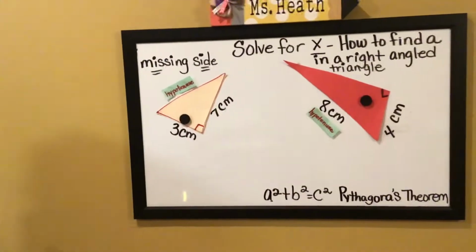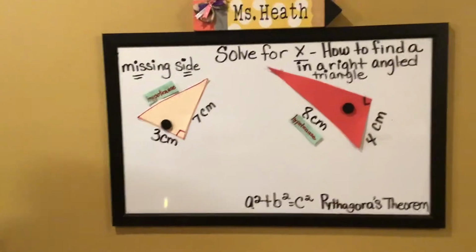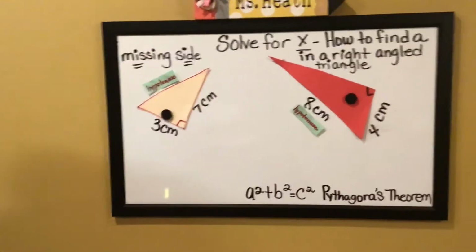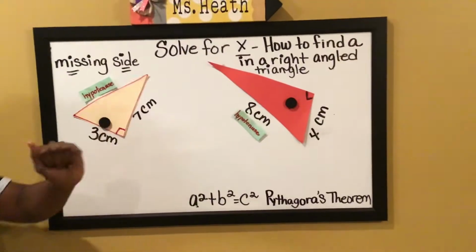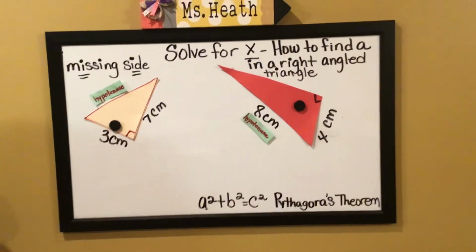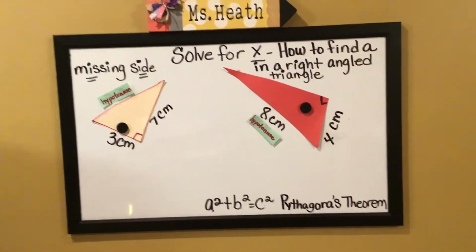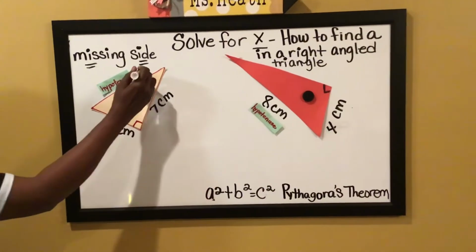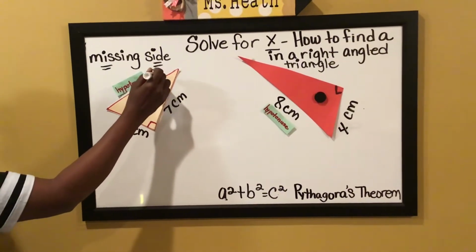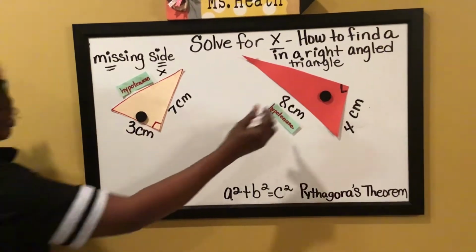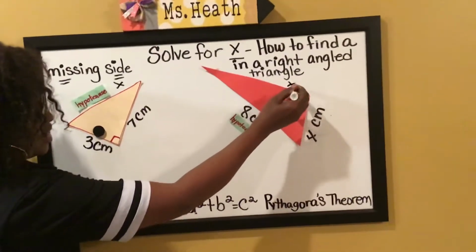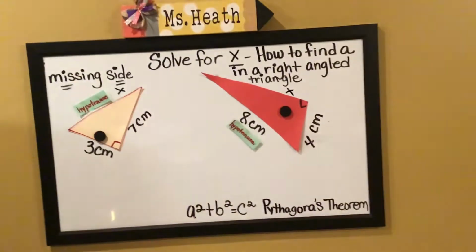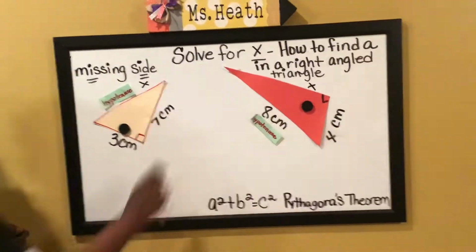So it is unknown. Now, we like to use a certain variable, a certain letter of the alphabet for an unknown side. I like to use X. So I'm going to say that this is X because it is unknown. I'm going to write an X here on this side because this side is unknown. So I'm going to place an X because we're solving for X.